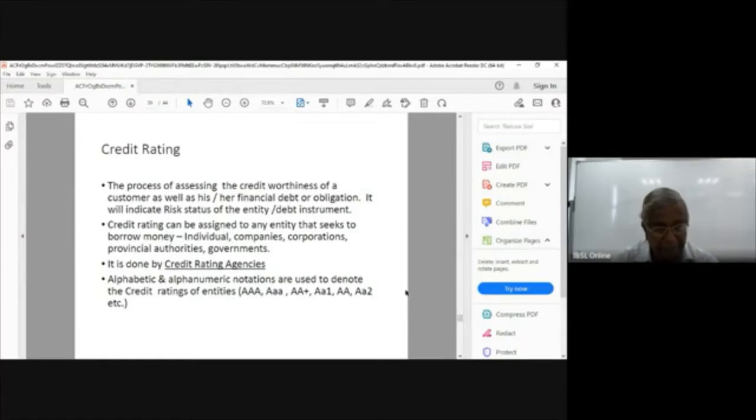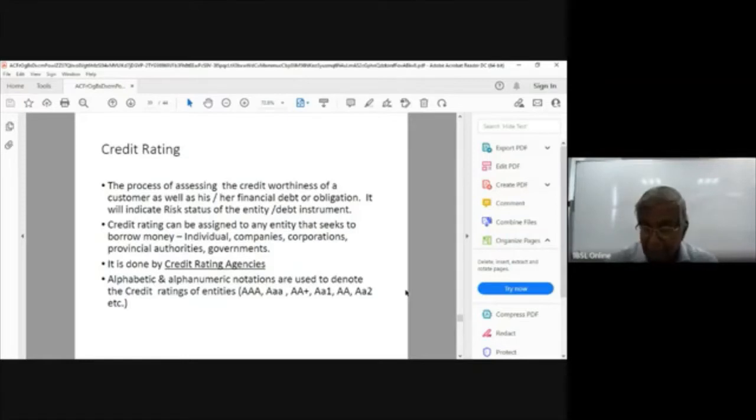Anyway, the credit rating is done by credit rating agencies. There are various credit rating agencies. After doing the credit rating, they analyze all those things, financial, management, and everything. All the analysis they have done, and they indicate the risk by giving the credit rating. So a credit rating is an alphabetic or alphanumeric notation. Alphabetic letters or similar, numeric can also be included. Notations are used to denote the credit rating of entities.